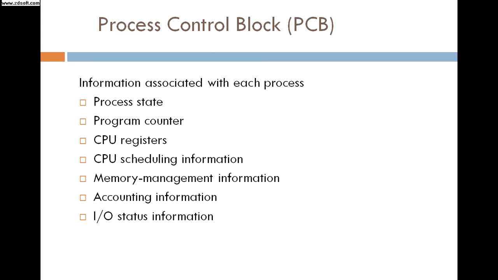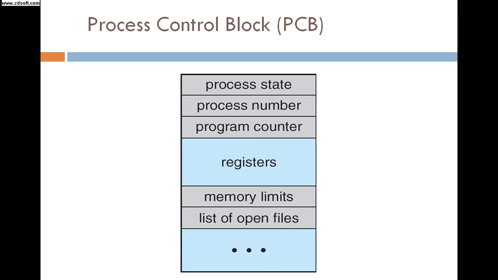N number of processes will be there at any point of time in the system. So how can we uniquely identify a process in the system? With the help of the process control block, otherwise called PCB. Under this PCB, the relevant information about the process resides, such as process state, program counter, CPU registers, etc. This is pictorially representing the process control block.